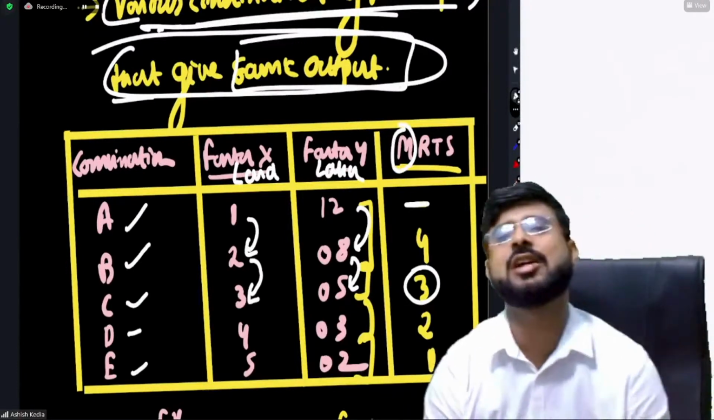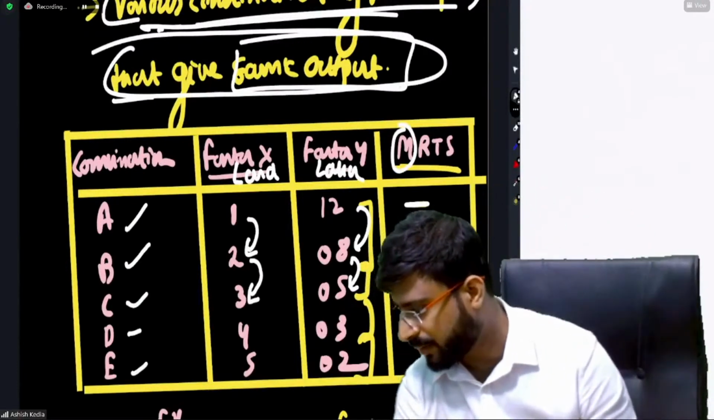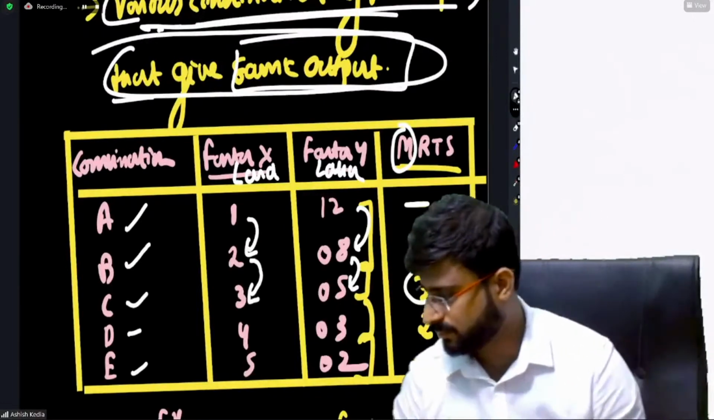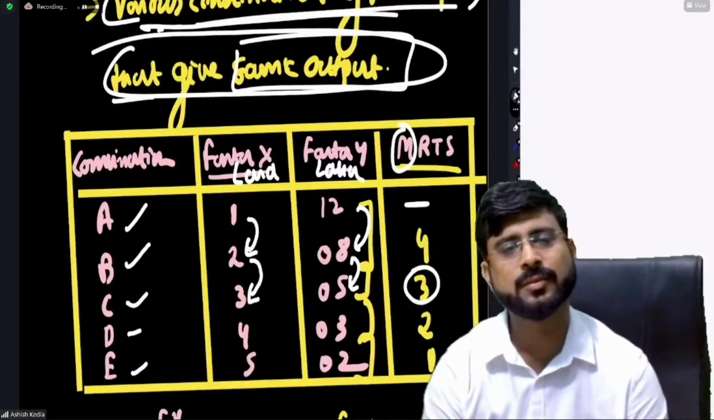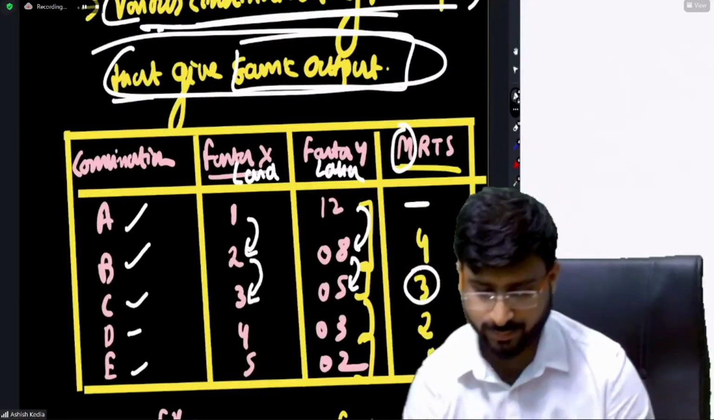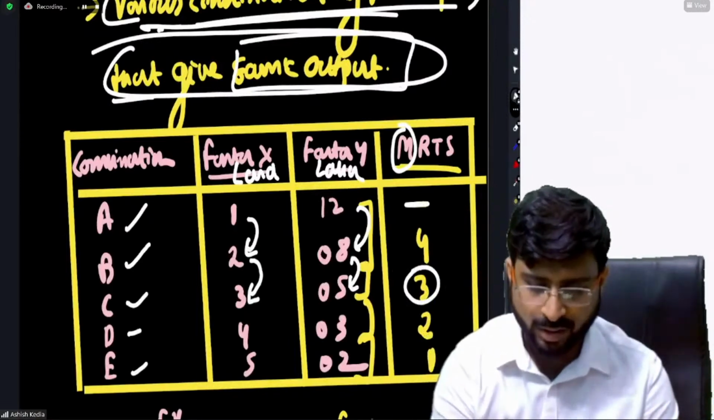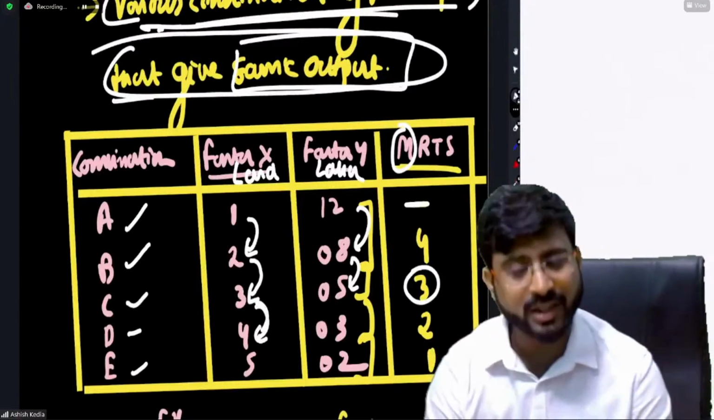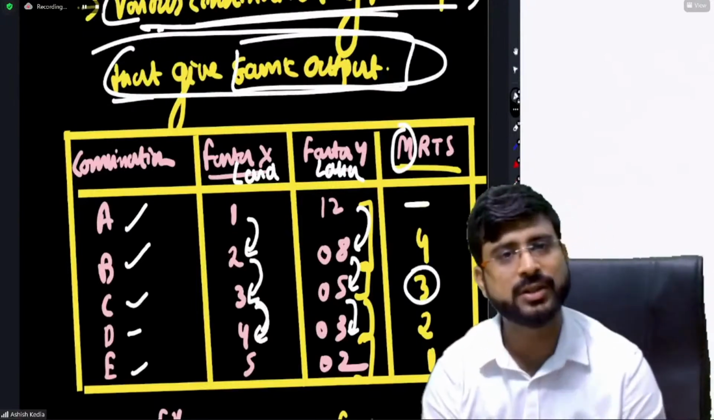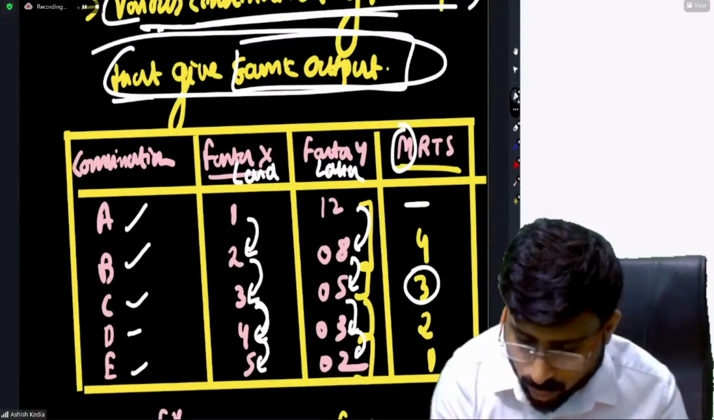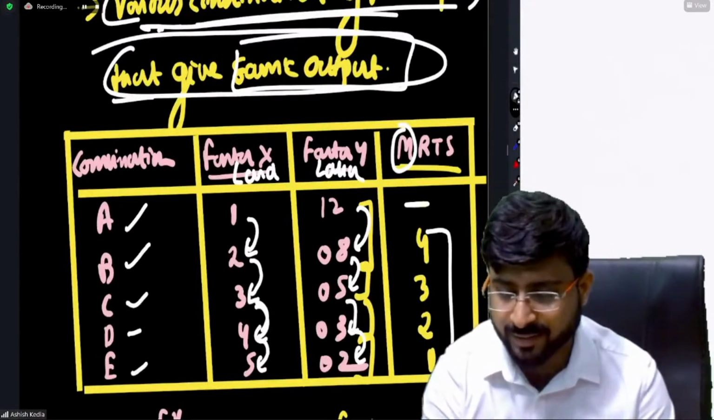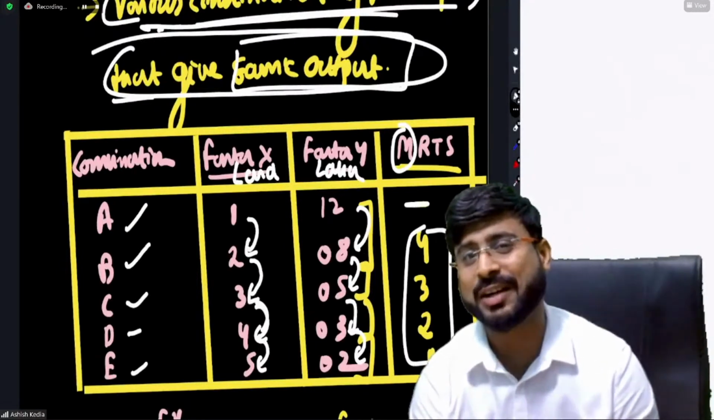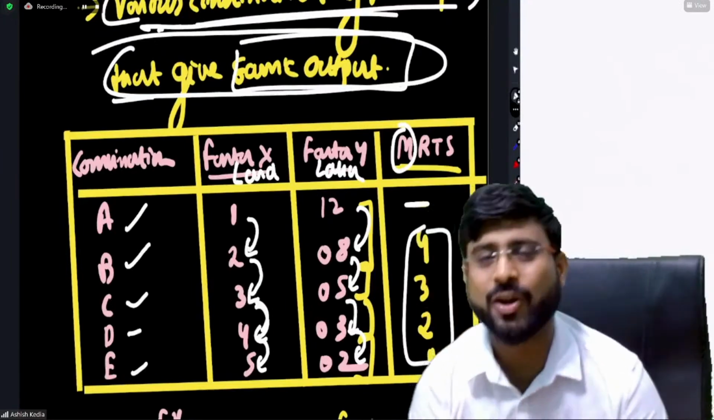Marginal means always for an additional unit. That I have explained multiple times. Understood, not understood, everyone? Got it, everyone? Similarly, here you see it has changed. The land has increased and so labor has reduced by 2 units. Here land has increased by 1 unit, labor has gone down by 1 unit. So see, MRTS is constantly falling. It will remind you of the indifference curve where MRS was also constantly falling.